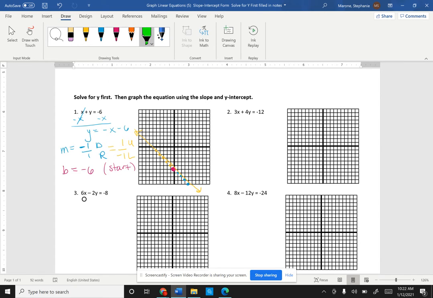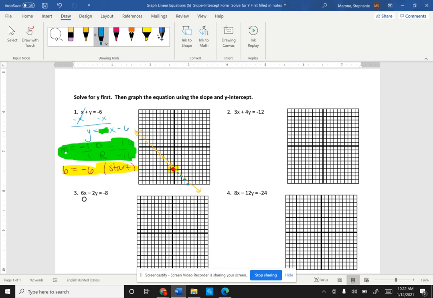So the slope is the number with x, the coefficient of x, and the y-intercept is the number by itself. We always start with the y-intercept, which is the number by itself, and we move with the slope.